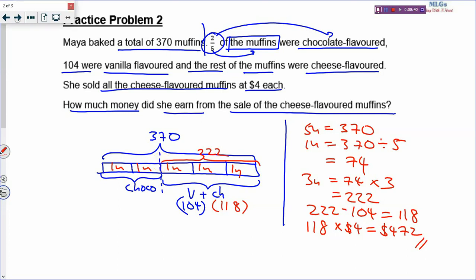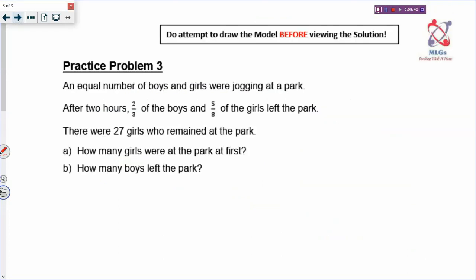So now let's go to problem 3. So again, you have 2 fractions. So how do we interpret the 2 fractions? Now, an equal number of boys and girls were jogging at the park. After 2 hours, 2/3 of the boys. So this fraction is generally talking about the boys, or it refers to the boys. And 5/8 refers to the girls, right? Generally, it's talking about the girls in general.